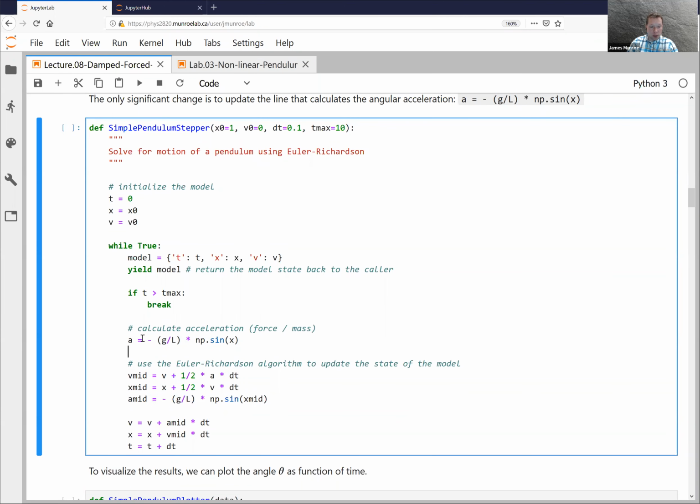So if you notice what I'm doing here, I'm calculating the acceleration at the beginning of the interval, that is the old x, then calculating at the midpoint and using that to update the acceleration, update the velocity. And I use this midpoint velocity to update the displacement. That's the Euler-Richardson algorithm. But the only change we're making between this and the simple harmonic motion stepper code is to change the force all the way through. Okay.